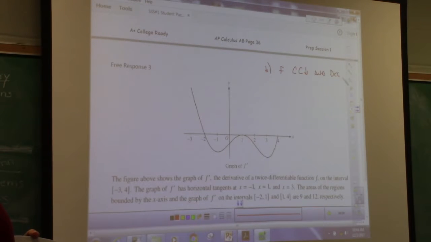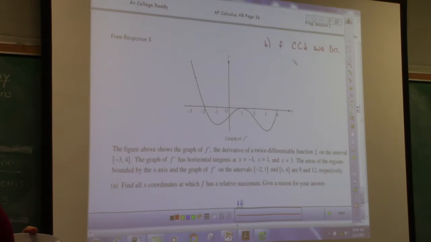So what are we looking for here? If this is what we're looking for, where f is concave down and decreasing, and I'm given the graph of f prime, f is decreasing when what? F prime is negative. So I'm going to outline that again here. F prime is negative, we just talked about on this interval right here. So that's part of the characteristic we have to have.